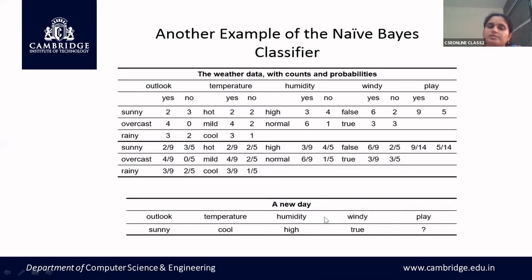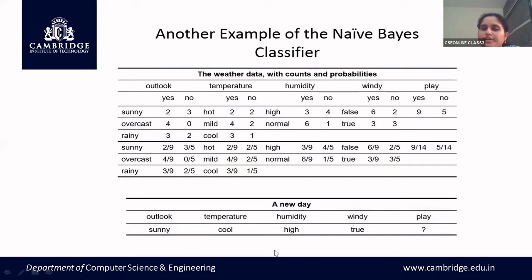Calculate. For sunny, it is 2 by 9. Why 2 by 9? Because in the table the probability is given as 2 by 9. Temperature is cool, so 2 by 9 into 3 by 9. Humidity is high, into 3 by 9. And windy is true, 3 by 9. So 2 by 9 into 3 by 9 into 3 by 9 into 3 by 9. What will be the answer? Calculate and tell me the answer.